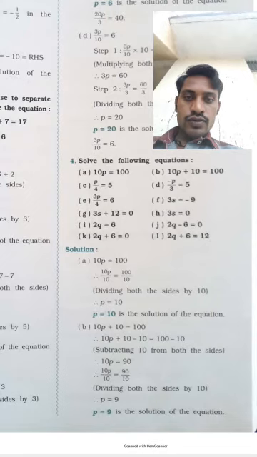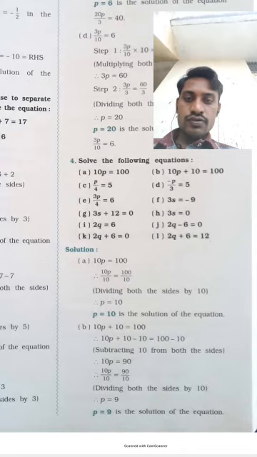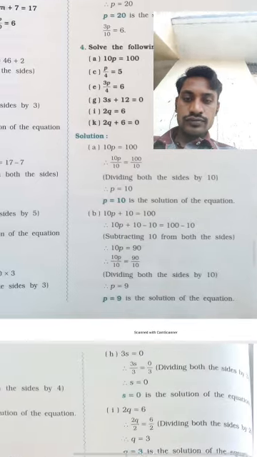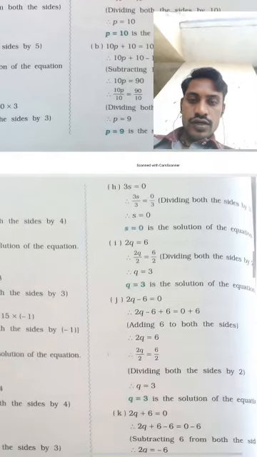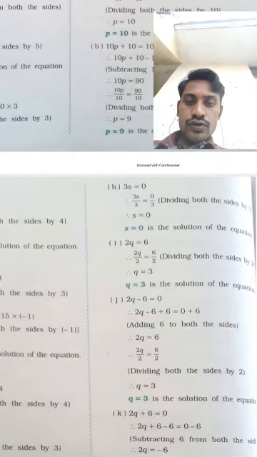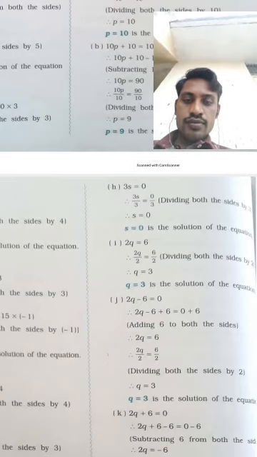Now I will do J number. Only J number, then others you have to do yourself. 2q minus 6 is equal to 0. 2q minus 6 plus 6 is equal to 0 plus 6. Here add 6 on both sides. So minus 6 plus 6 means 0. So 2q is equal to 0 plus 6, 6.